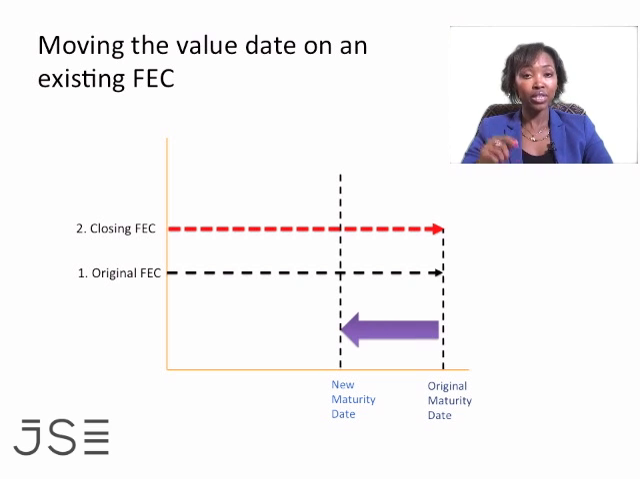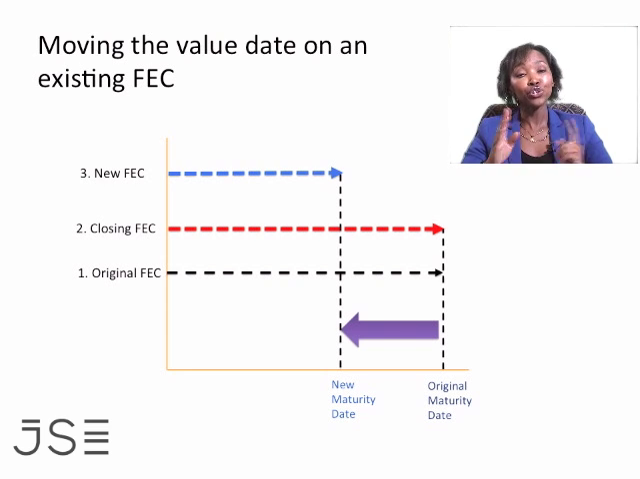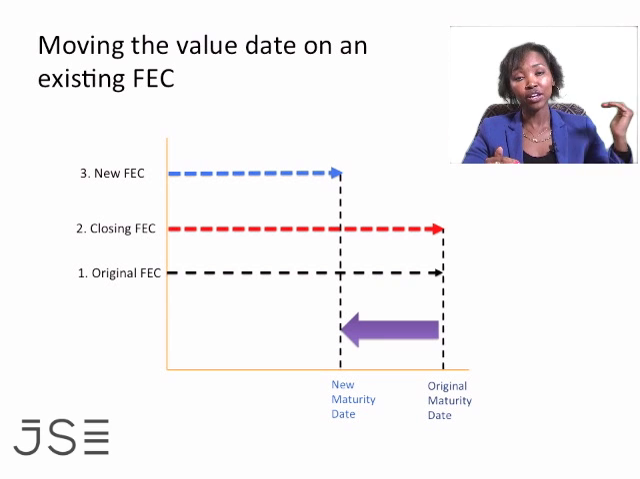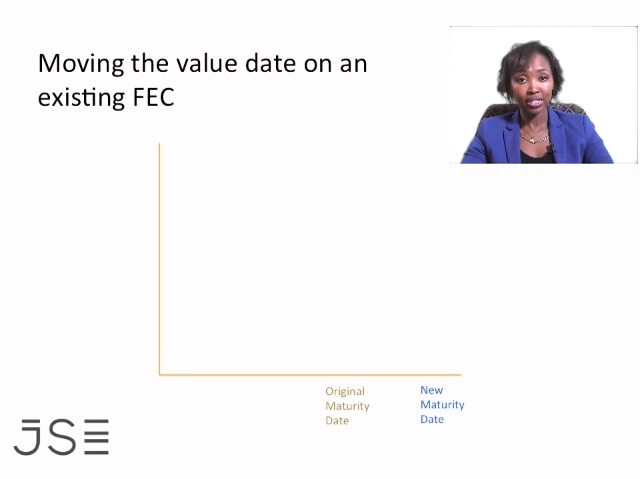And then what you could then do is enter into an FEC for the new maturity date that you need. So basically what we've looked at is, if you want to shorten the maturity, you keep the original in place, you do an opposite to close it out, and then you enter into a new FEC. And the same would be for extending the date of an FEC.